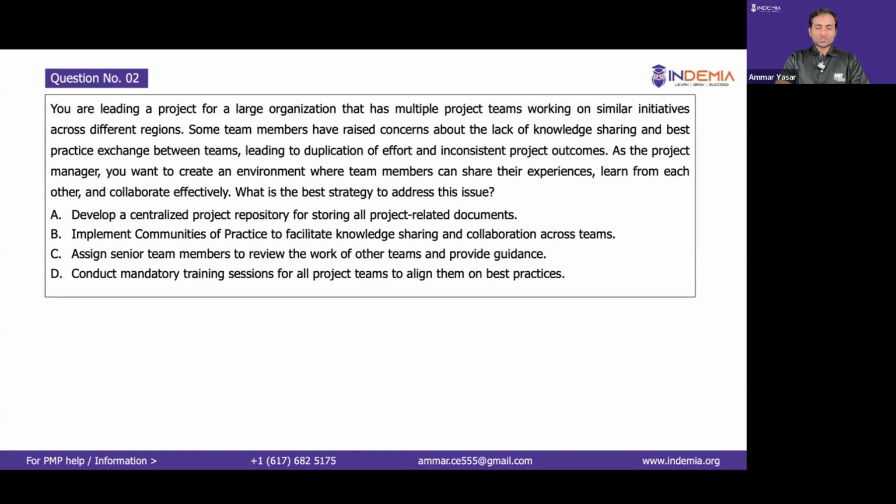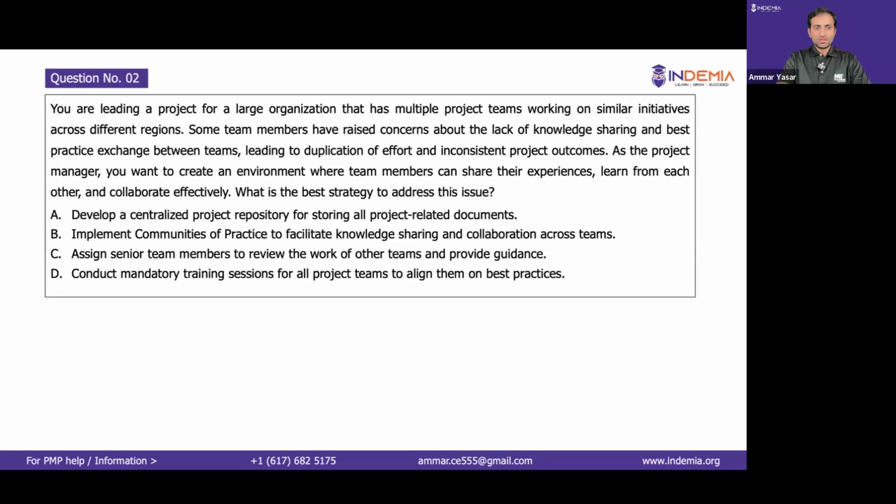Option A, develop a centralized project repository for storing all project-related documents. We're not talking about document storage. We're talking about collaboration, exchange of knowledge. So A can't be the right answer. Option B, implement communities of practice to facilitate knowledge sharing and collaboration across teams. Not a bad choice, because with communities of practice, people who have shared experience and shared work form communities where they meet and exchange knowledge and ideas with each other. So not a bad choice.